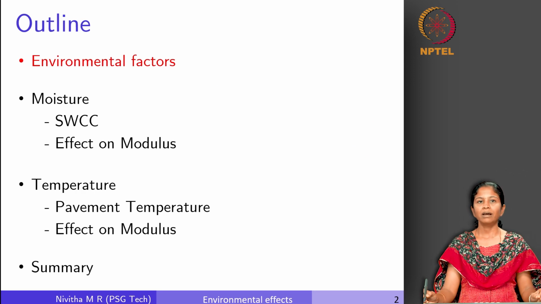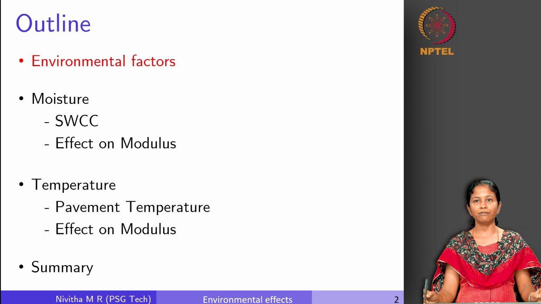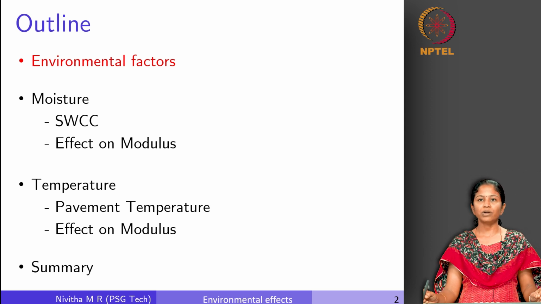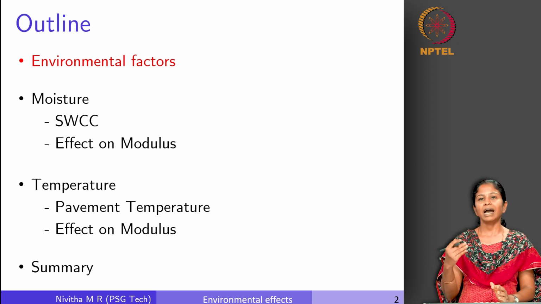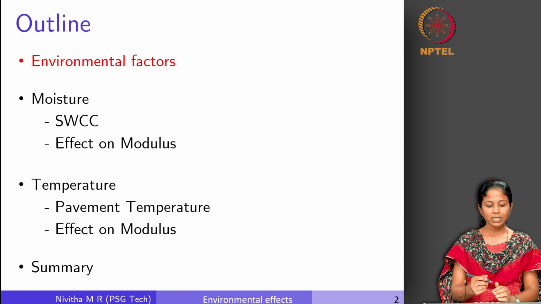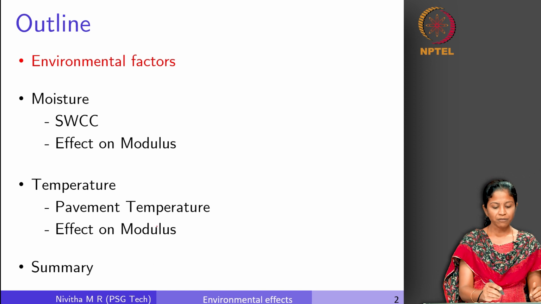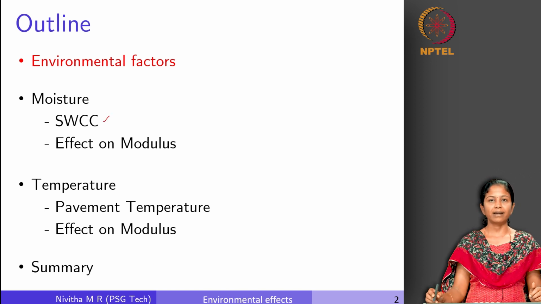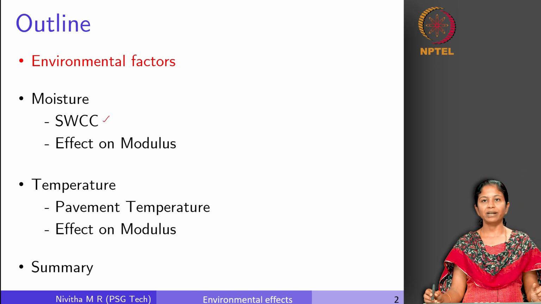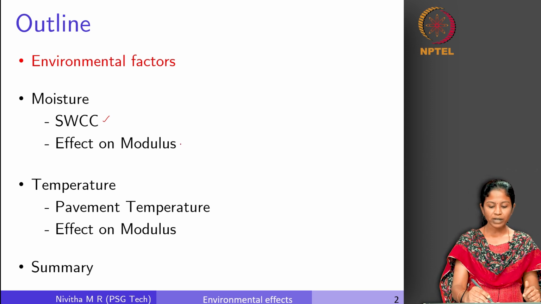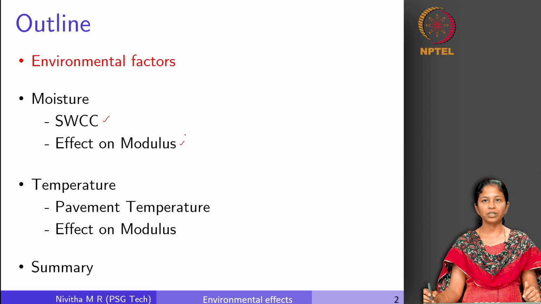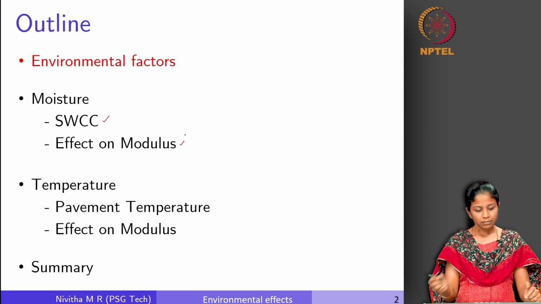This is the outline. We are going to first talk about environmental factors. Again, we are not going to go into the depth of these environmental factors, just identify what are these environmental factors, and then we start quantifying what is the influence of these environmental factors on the moisture content. So we are going to talk about soil water characteristic curve, which is used to quantify the strength and permeability aspects of the soil. Then we are going to see what is the effect of moisture on the modulus parameter.